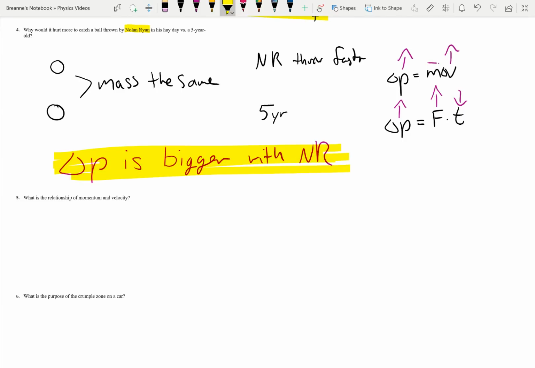So what is the relationship between momentum and velocity? We just talked about that. Your momentum is mass times velocity. So if we keep mass the same and we increase velocity, we're going to end up increasing momentum. Decrease velocity, we're going to end up decreasing momentum. So that is a direct relationship.